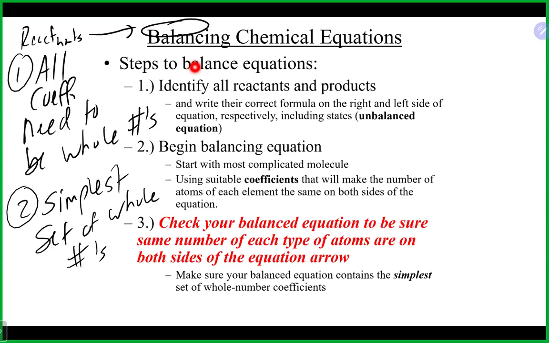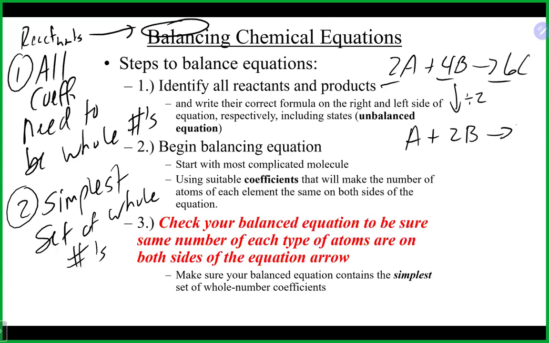And what do I mean by that? Let's just say you had an equation and you balanced it like 2A plus 4B goes to 6C. And let's just say that this is a balanced equation. But when we look at the coefficients of 2, 4, and 6, we can clearly divide everybody by 2 and still have whole numbers. And this would not be considered a balanced equation at this point. We would want to basically divide everybody by 2, and that would give you A plus 2B goes to 3C. And that would be considered the balanced equation.